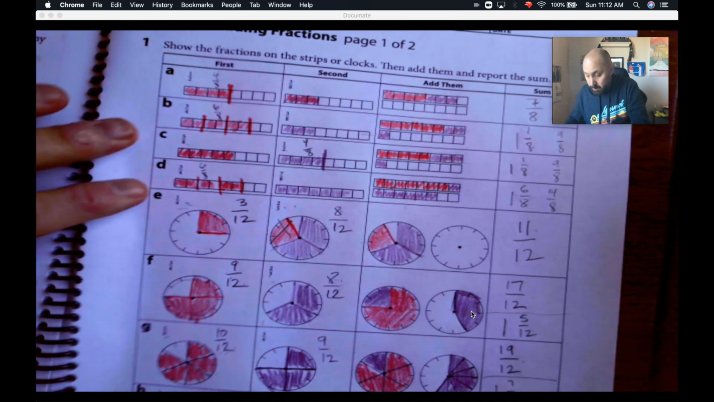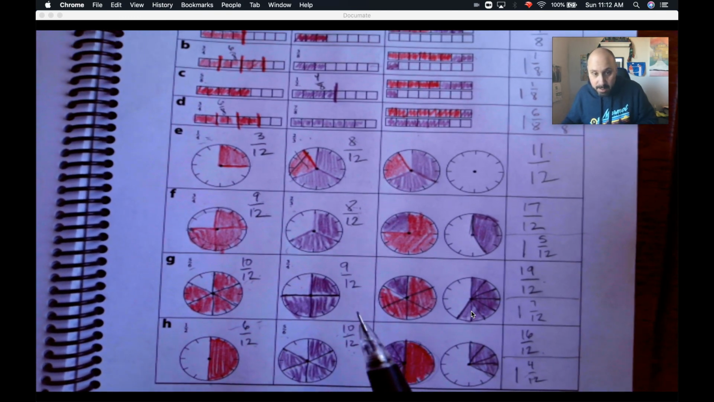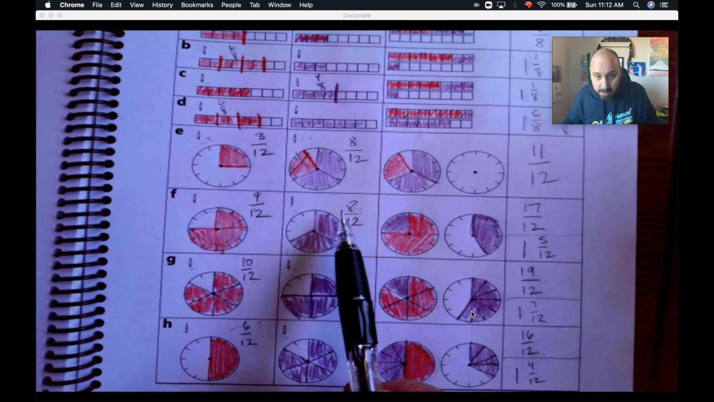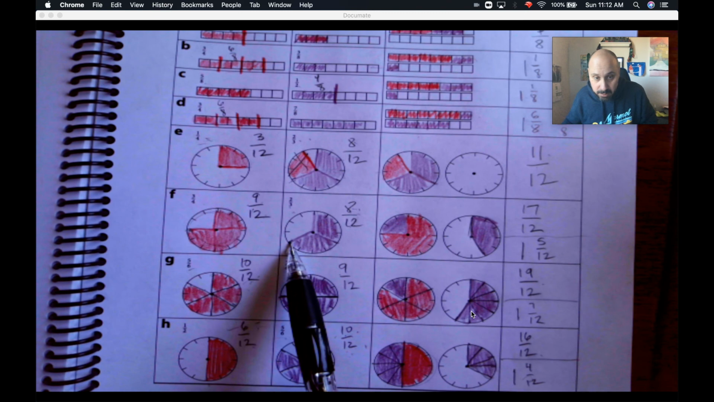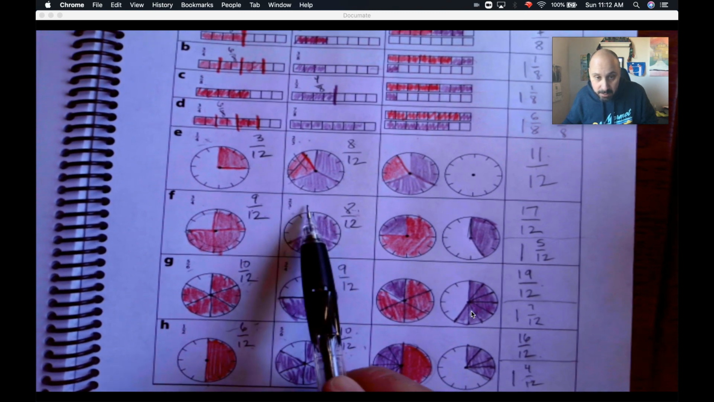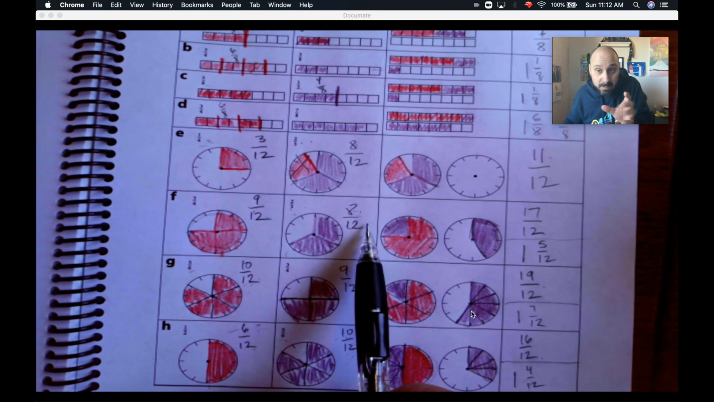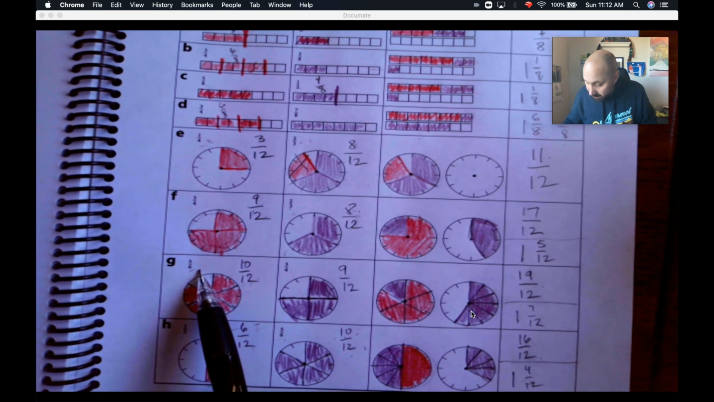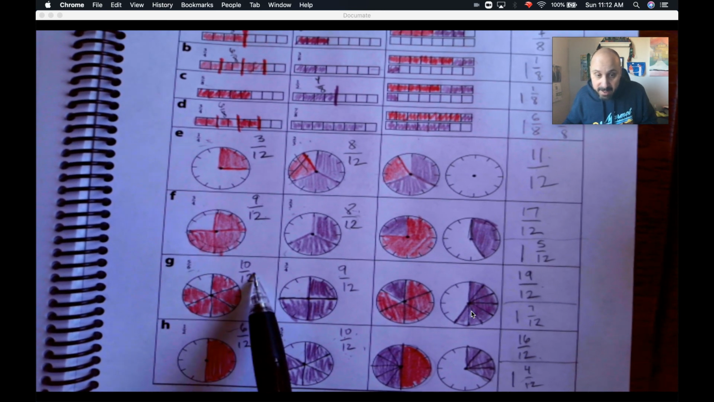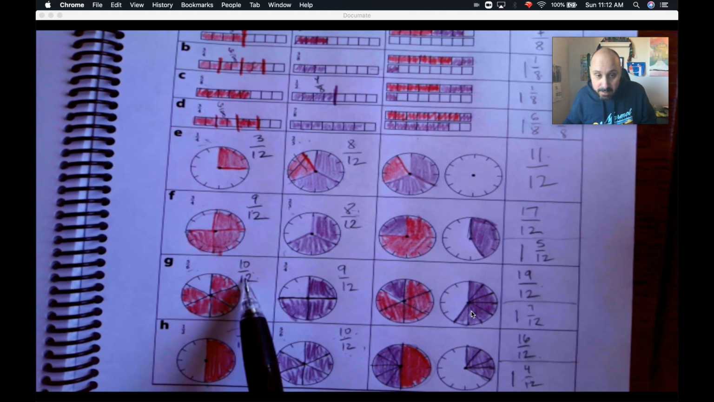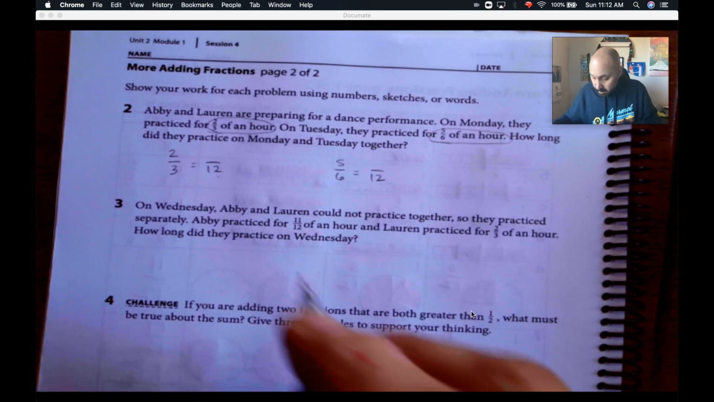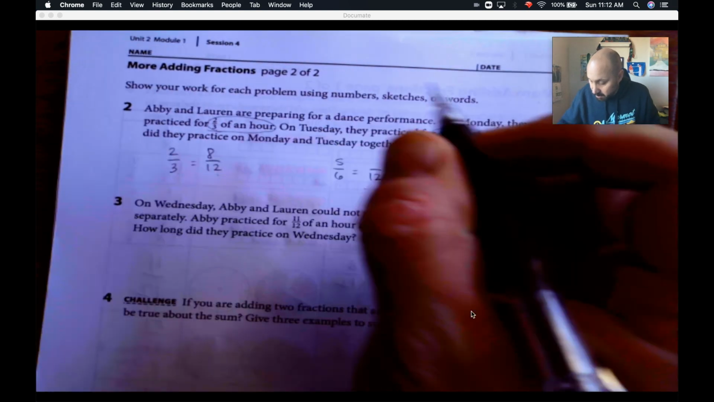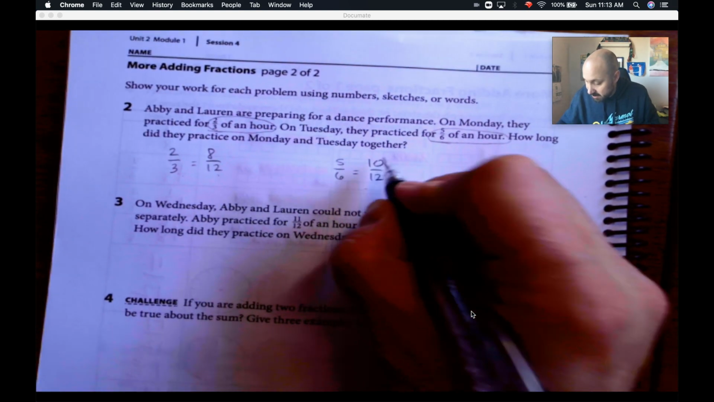When I look at my clock method down here, I notice that 2/3 is equivalent to 8/12. So this is 2/3 of the clock, and it goes to the 8. So 2/3 is the same as 8/12. I'm using what I already have. And then when I look over here, I see 5/6, and 5/6 is the same as 10/12. So 8/12 and 10/12. I'm going to go back to my page here and write 2/3 is 8/12 and 5/6 is 10/12.